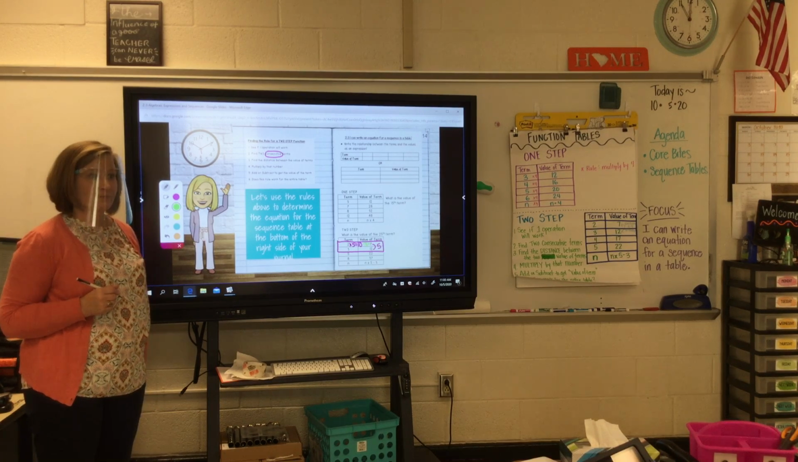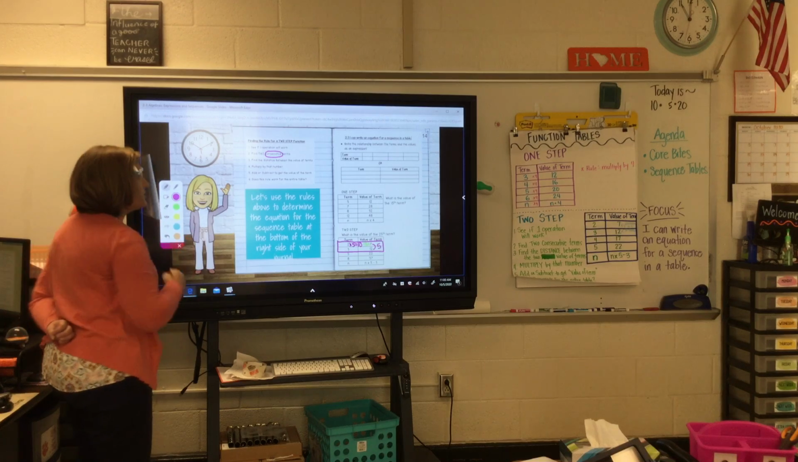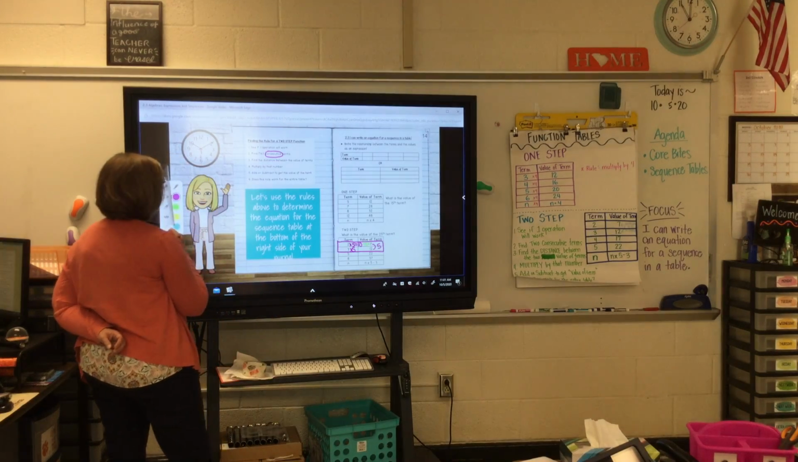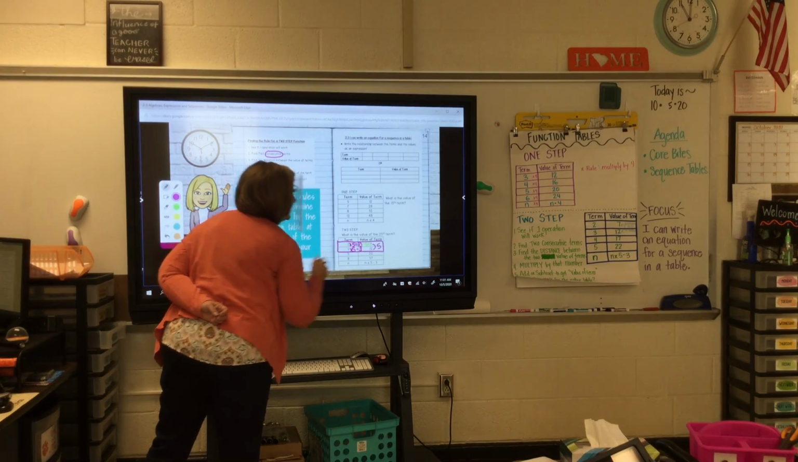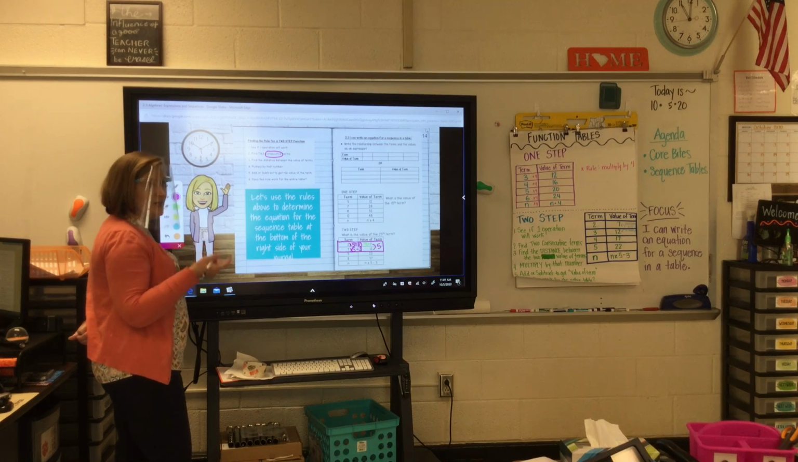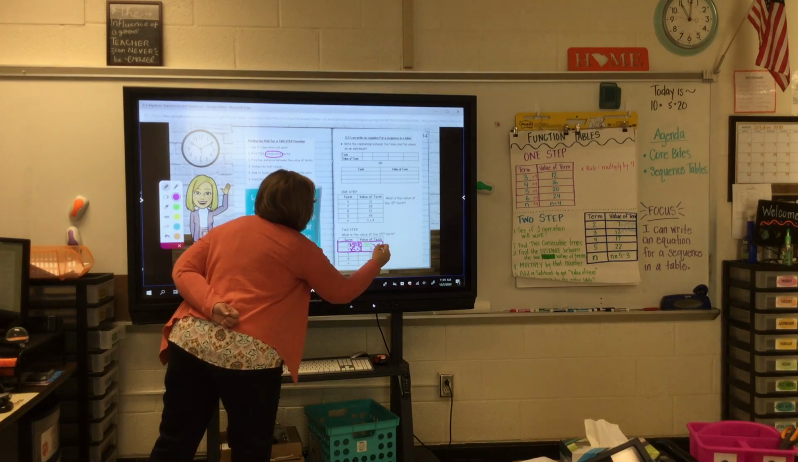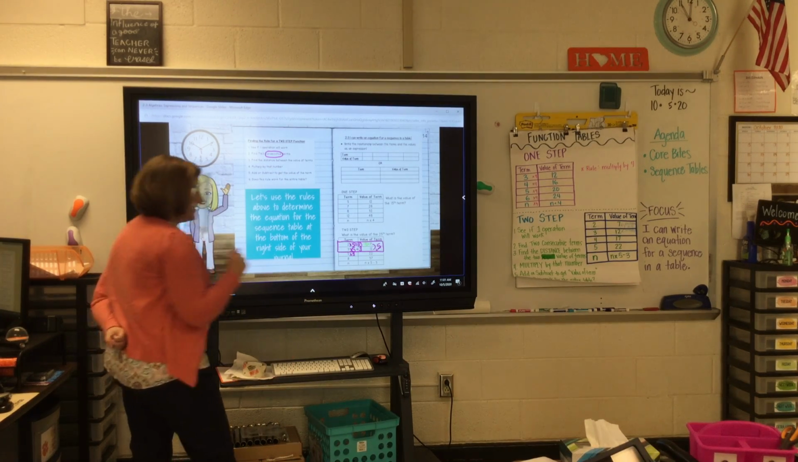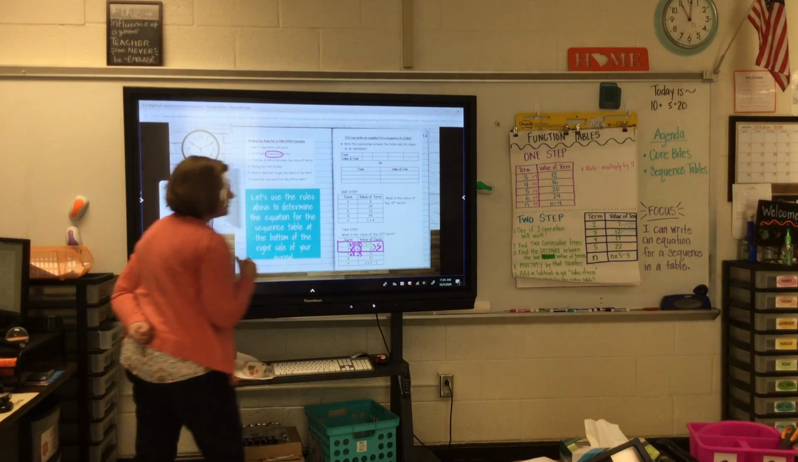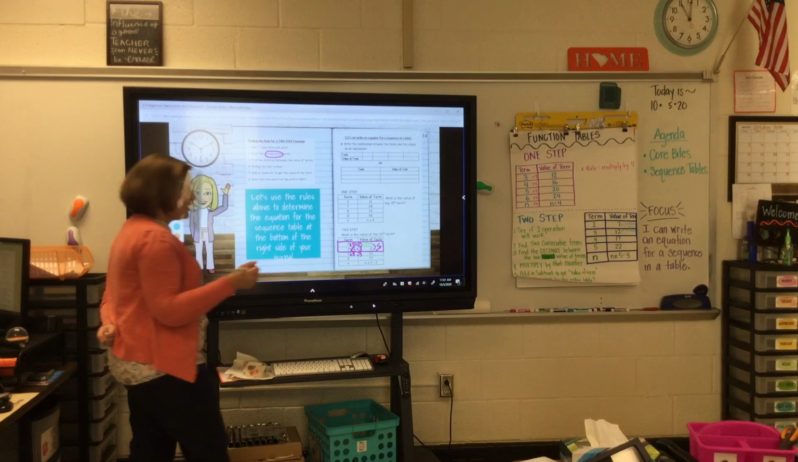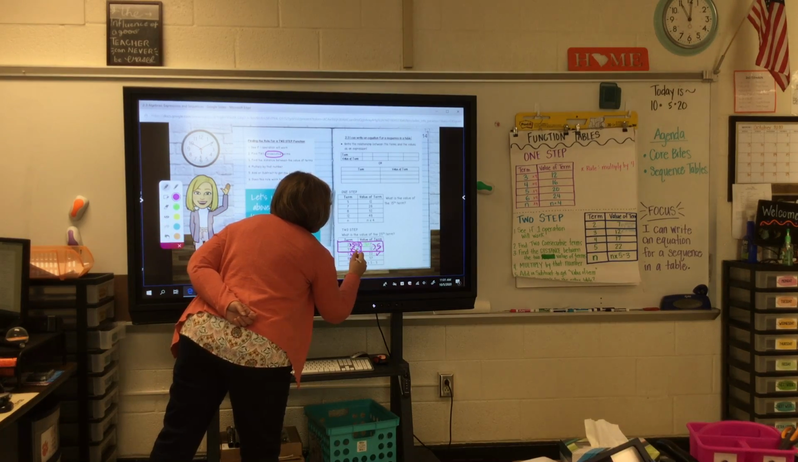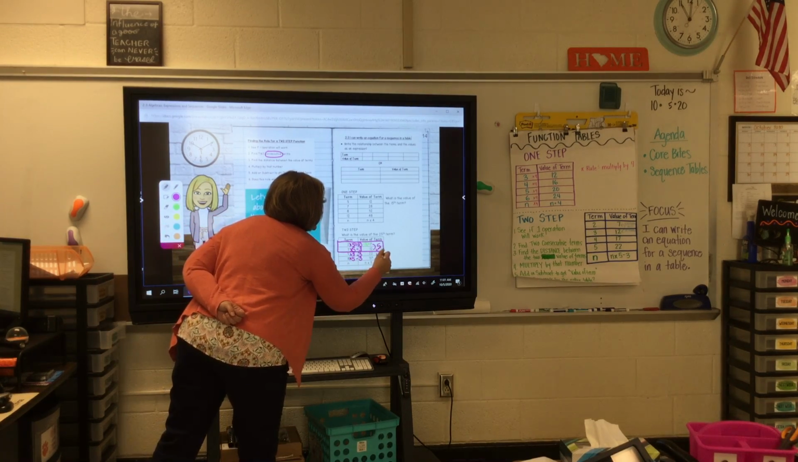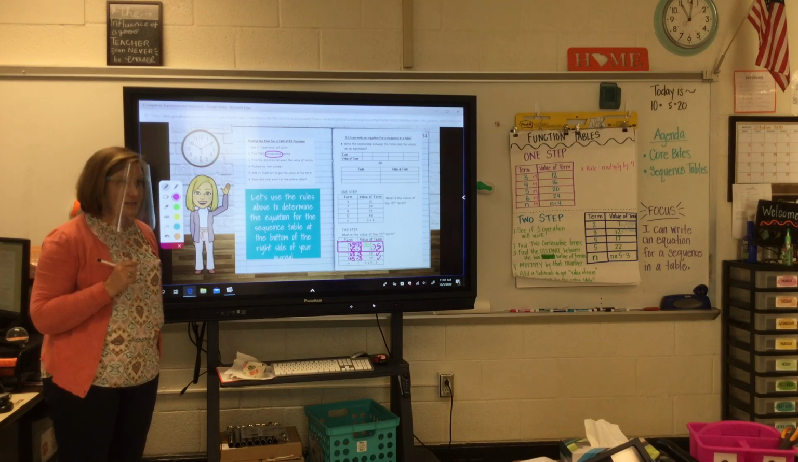What does step 6 say to do? Does the rule work for the entire table? So let's see. 3 times 5 is 15. 15 minus 3 is 12. Does that work? Yes. 5 times 5 is 25. 25 minus 3 is 22. Does that work? Yes. 8 times 5 is 40. 40 minus 3 is 37. Did that work? Yes.